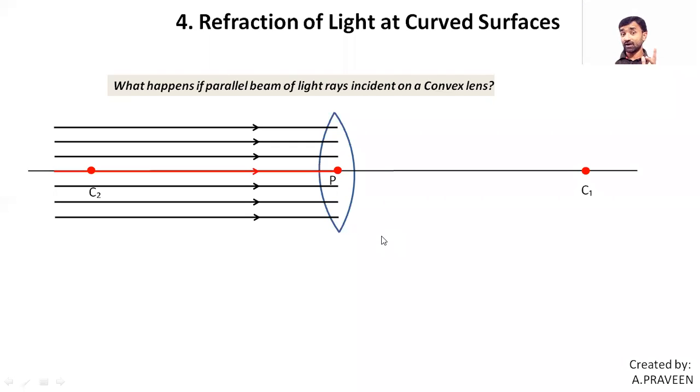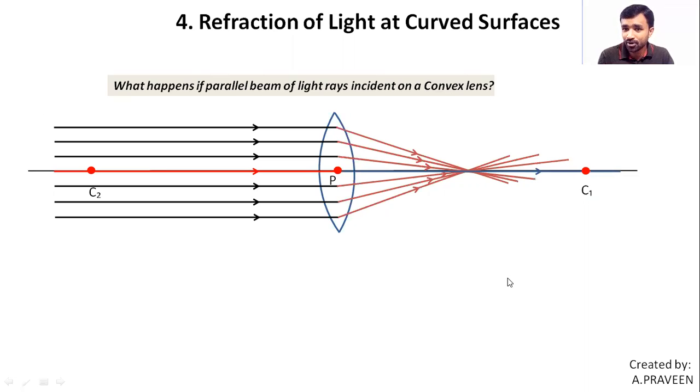So what happens after refraction from that lens? Do those light rays meet at a common point or not? Do these light rays meet each other? If they meet, where can they meet? Here, they are all going to meet each other at a common point. So this common point you obtained here. Look at that.